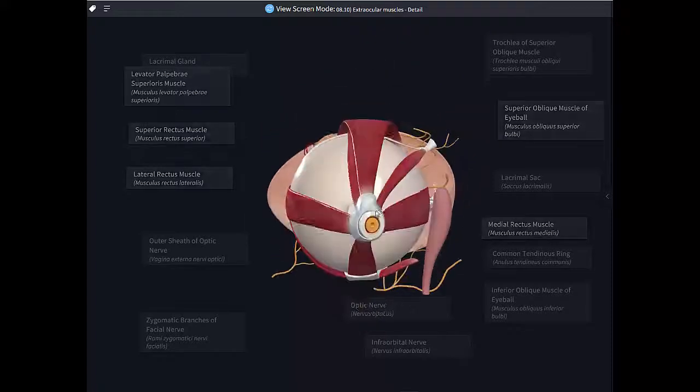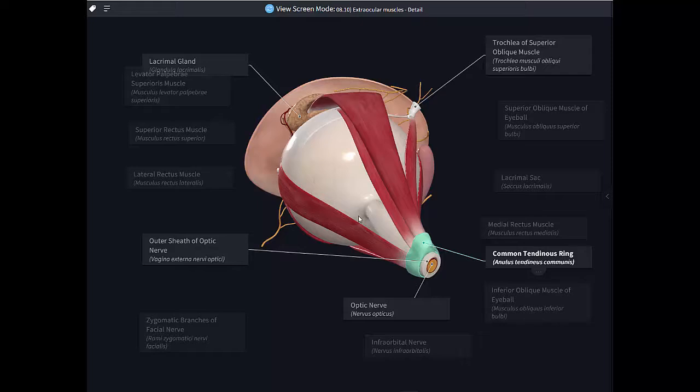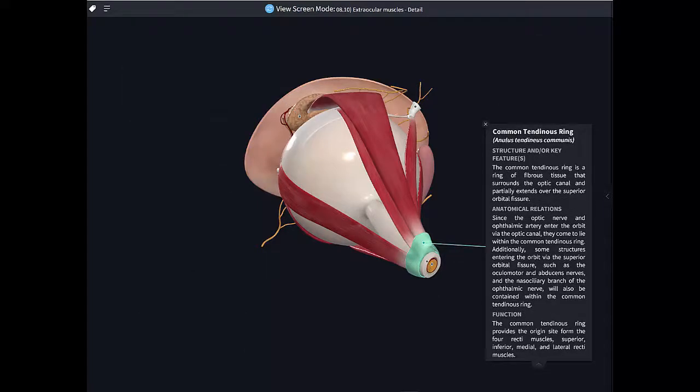What else do we have back here? Well, we have down here the common tendinous ring, also called the annulus of Zinn, depending on who you're talking to. And so you can see that the common tendinous ring, it says right here, it's a little bit of fibrous tissue that surrounds your optic canal. The optic nerve is right here, and it provides an attachment site for the 4 rectus muscles, the superior rectus, the inferior rectus down here, the medial and lateral rectus muscles.